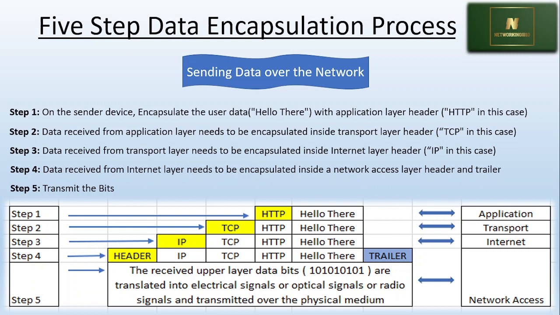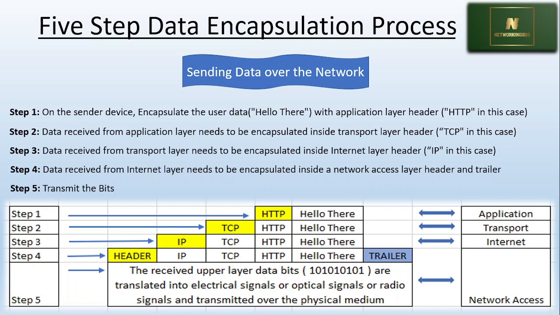The first step being encapsulation of the user data, "Hello there," with application layer header or protocol, HTTP in this case. This happens at layer 4. We will understand HTTP protocol in the later videos. Now we have combination of HTTP header plus the user data.